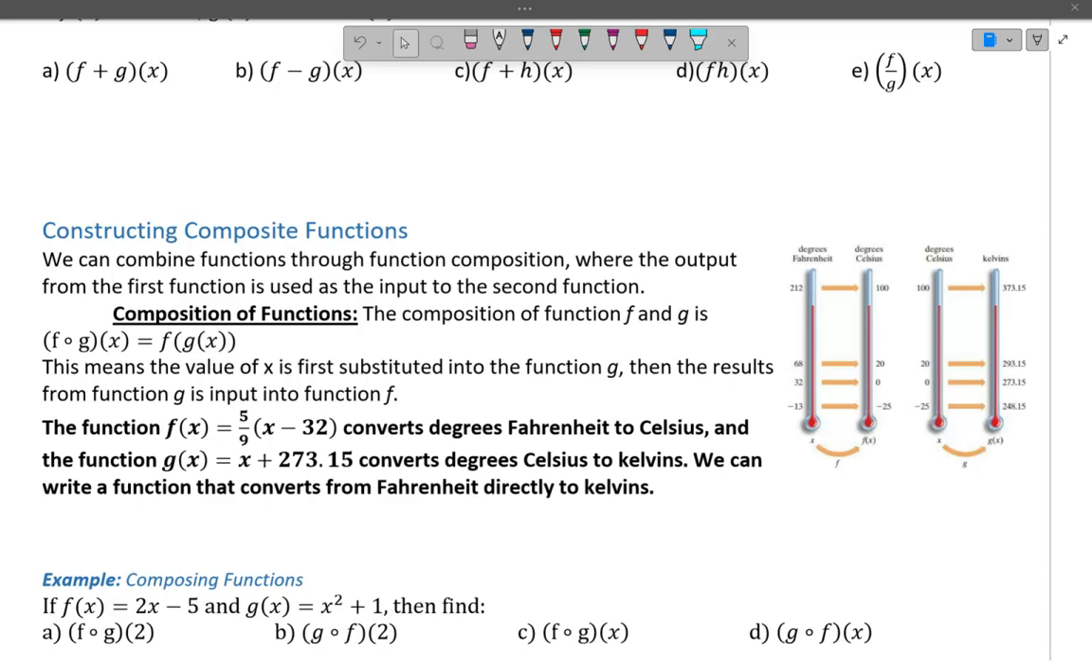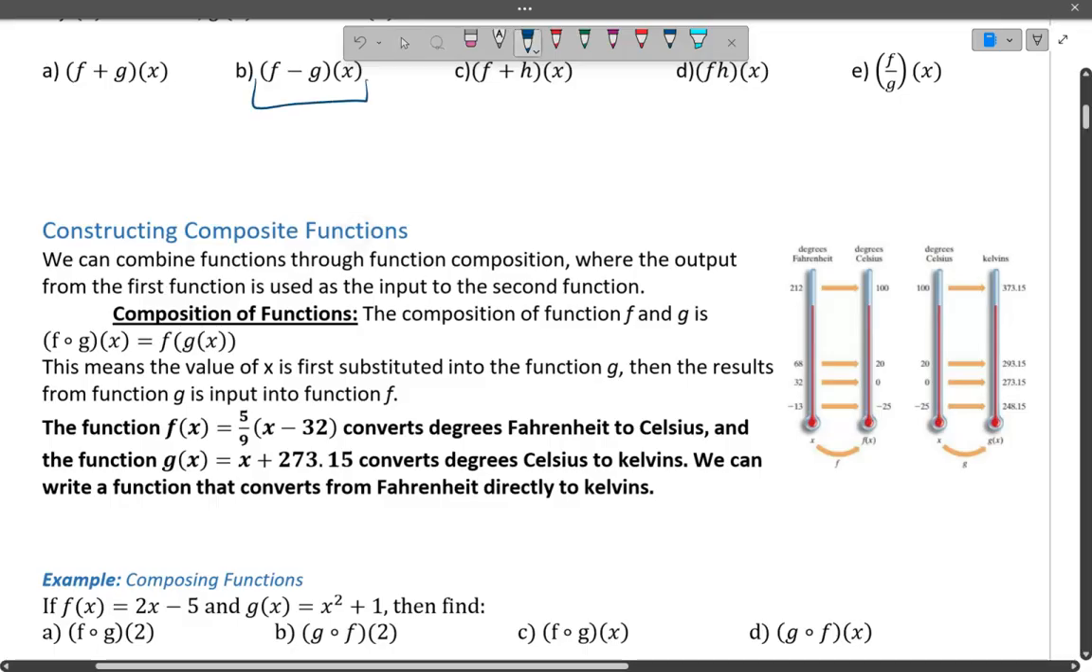Now, the algebra of functions and combining functions has a lot of practical uses, as does composition of functions, and we'll see some different applications in the real world. For example, if I were subtracting two functions like f minus g of x, where would that be applicable?